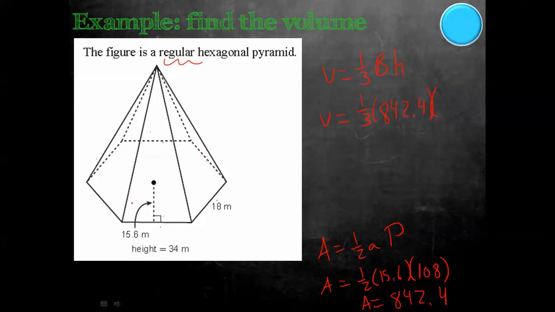The height here is not shown, but it tells us down here that our height is 34. So we're going to take 842.4 times 34, which is 28,641.6. And then we're going to divide that by 3, and that's going to give us 9,547.2 meters cubed.